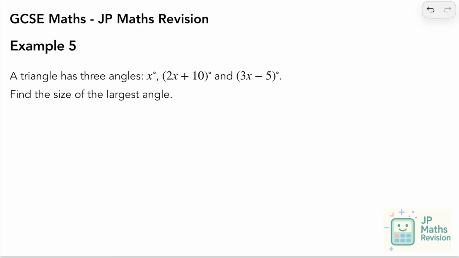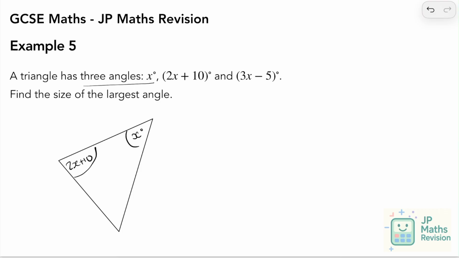We need to find the size of the largest angle. So with this question here, I'm going to start off by drawing a picture of a triangle. The triangle has 3 angles, x, 2x plus 10 and 3x minus 5. So I'm going to label these 3 angles. I have x over here, I have 2x plus 10 over here, and I have 3x minus 5 over here. It's just a sketch that might not be accurate.